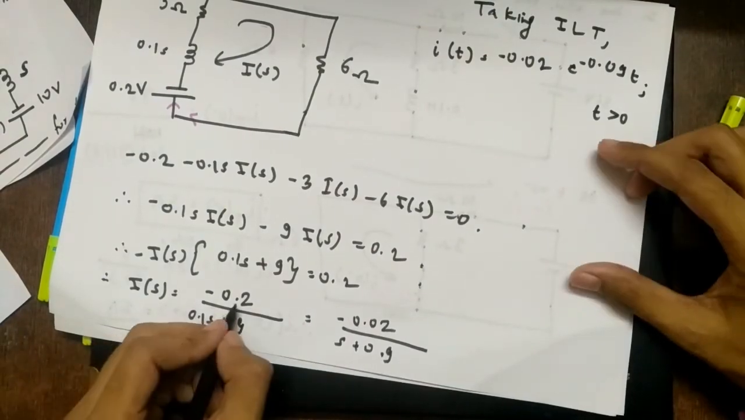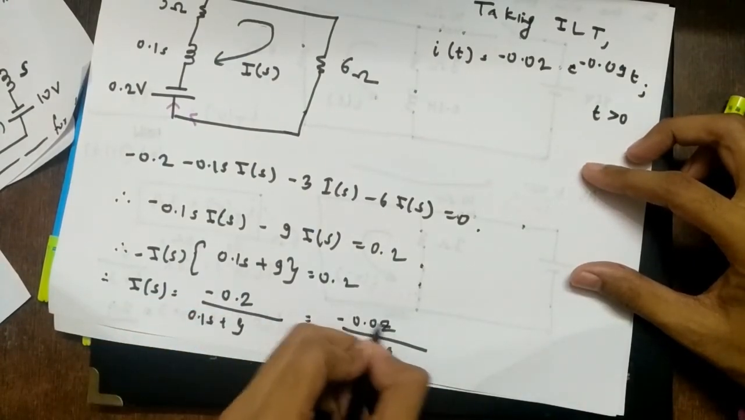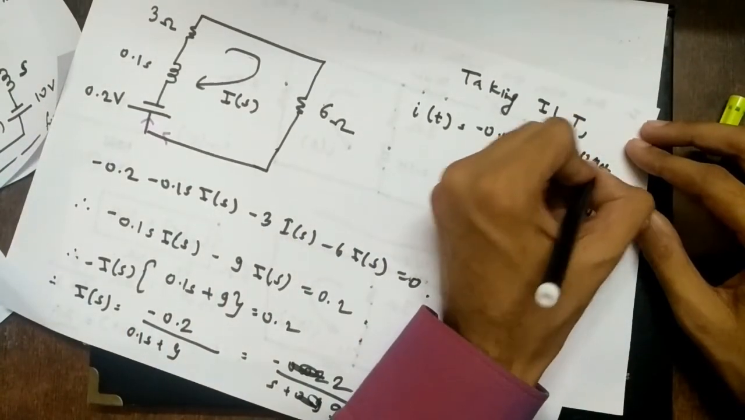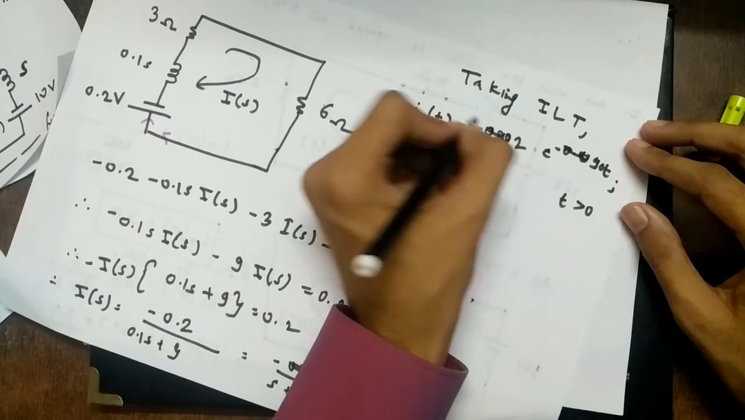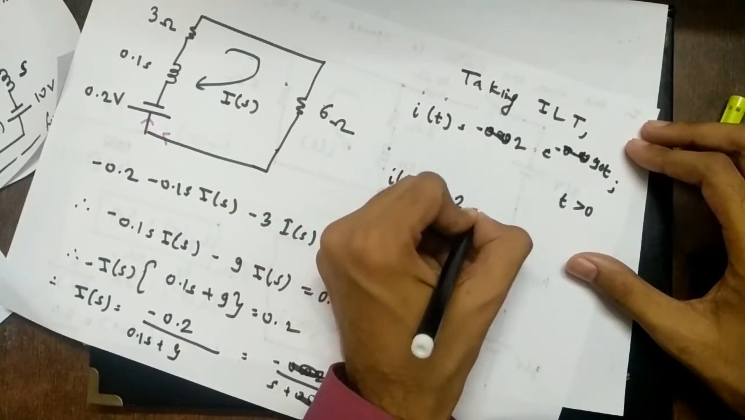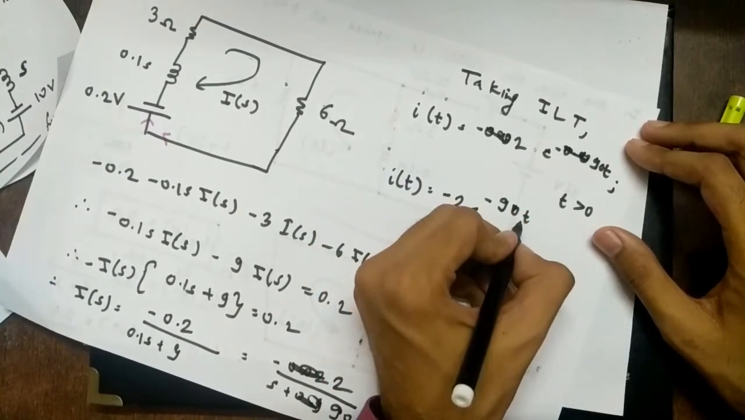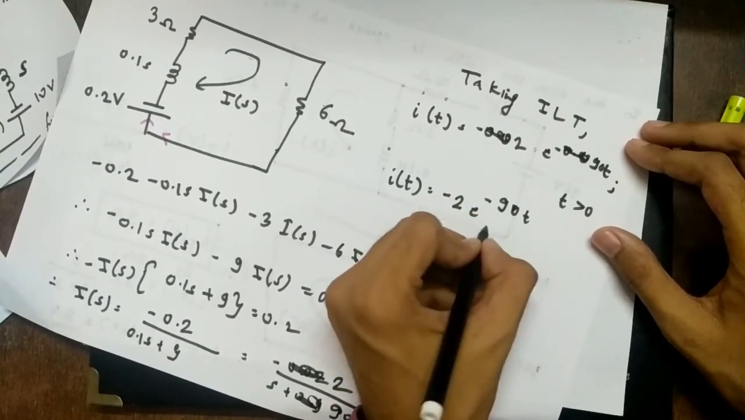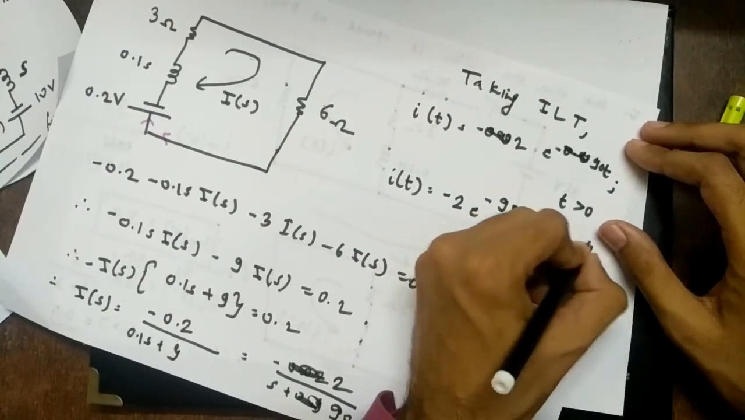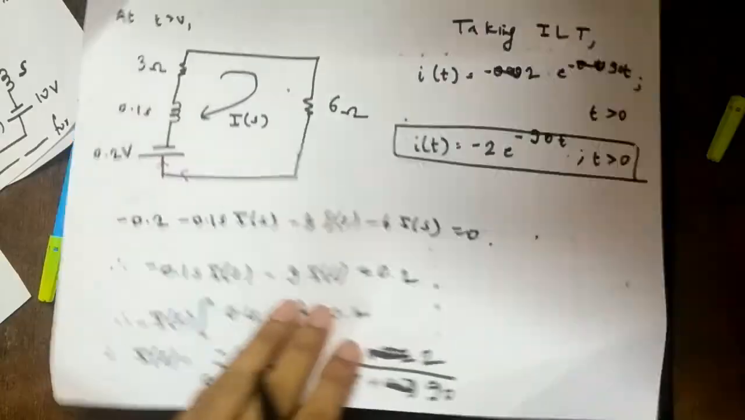I made a mistake. We are dividing by 0.1, right? So it is multiplied by 10. So this will become 2, and this will become 90. Sorry, so I'll write it again. So i(t) is minus 2 e raised to minus 90 t. Remember the t is in the exponential part, not in the normal scale. And this is for t greater than 0. So this is our final answer. You have to solve the sums like this.